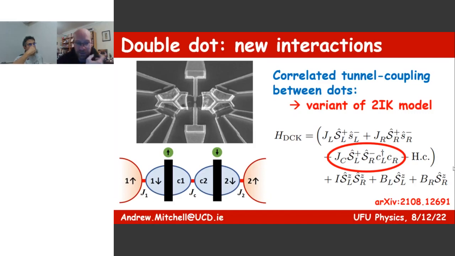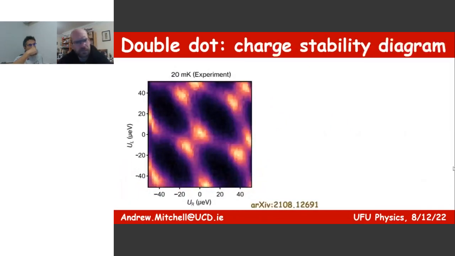And so one can realize a rich range of different kinds of coupling interactions in these charge Kondo dots. What we want to do here is explore the consequences of this and try to understand what one sees in the experiment.